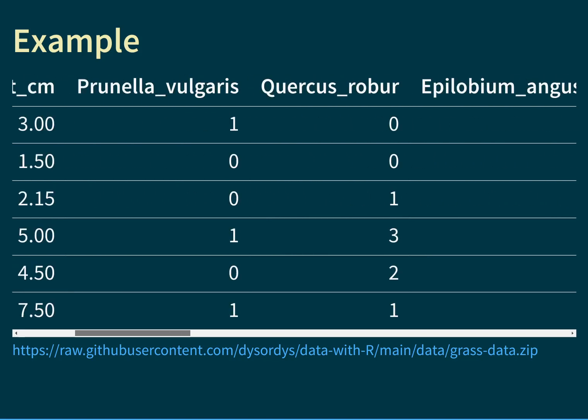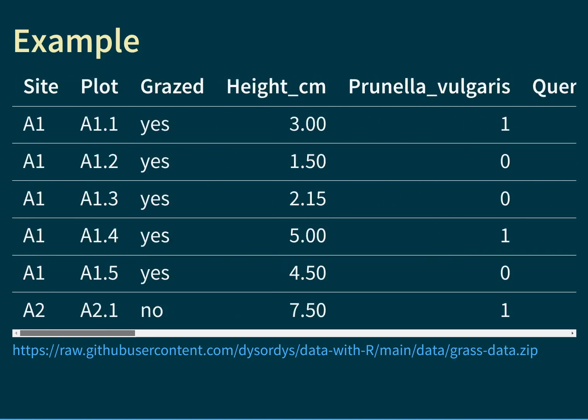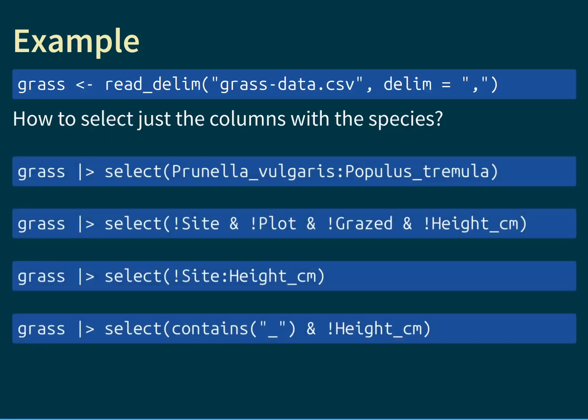So if we do this, if we select all those columns that contain the underscore, that will definitely choose all the columns that are the species. Unfortunately, it doesn't quite work because it will not only select those columns, it will also select the height centimeter column because that also happens to have an underscore in it. So what can we do then? Well, we can select all those columns that contain an underscore, but deselect the height centimeter column. And if we go back, that is exactly what that final selection method does.